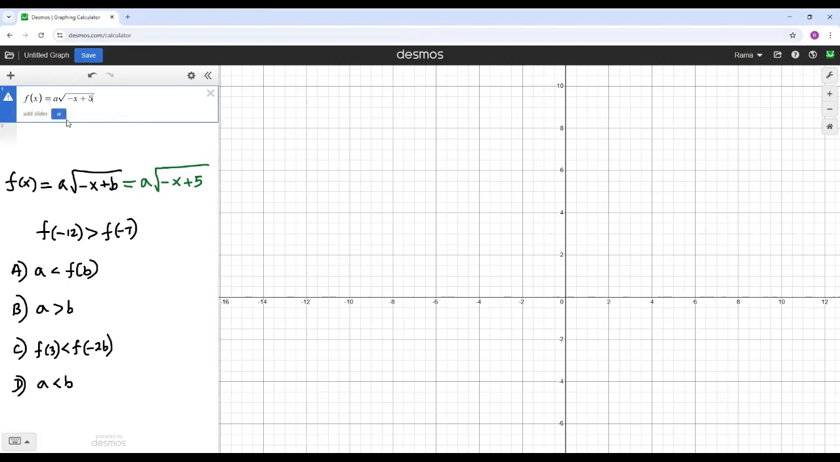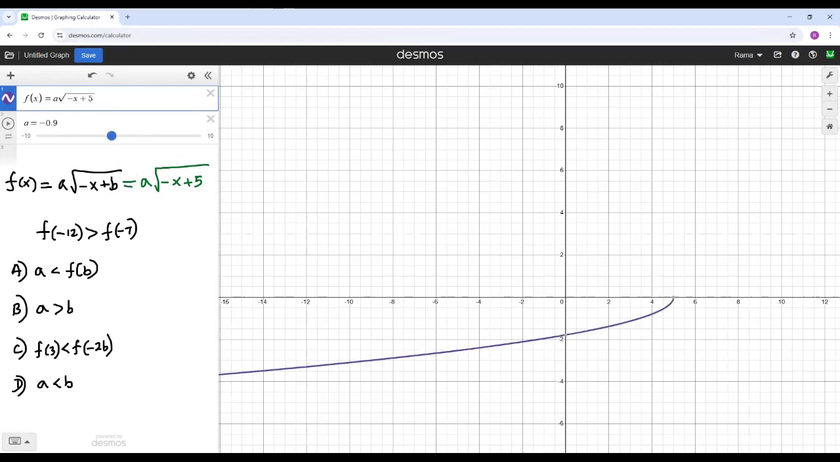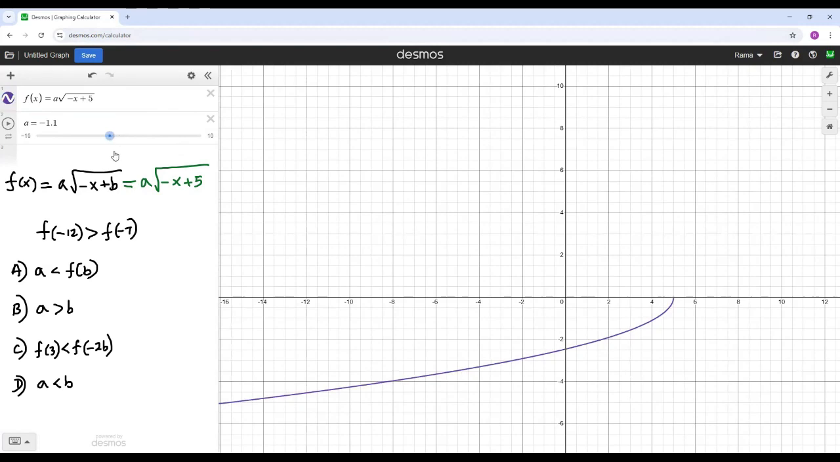Now we have a slider to get the value of the constant a. When I click on a, I'll get the graph over here. We already know that a is not equal to 0. a may be positive or negative. Let me guess that a is negative. Then we have to move the slider to the left. When I move the slider to the left, I get the graph way over here.